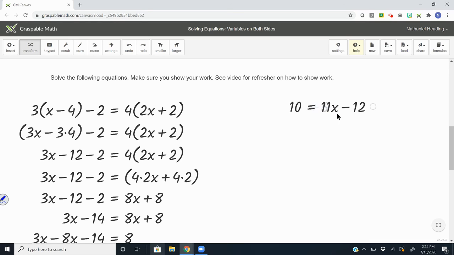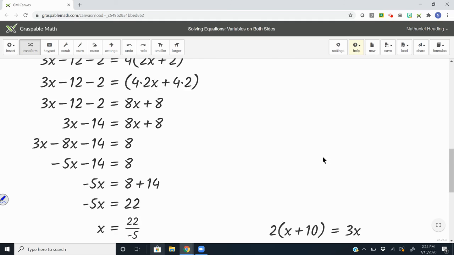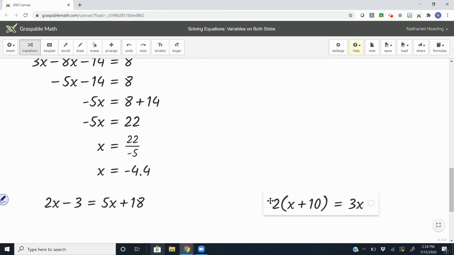So I combine these terms to get 11x. Then I solve like anything else. So I undo this minus 12 to get 22. And then I divide by 11. And I get 2. Let me scroll down here and move this one because I'm going to cover it up.